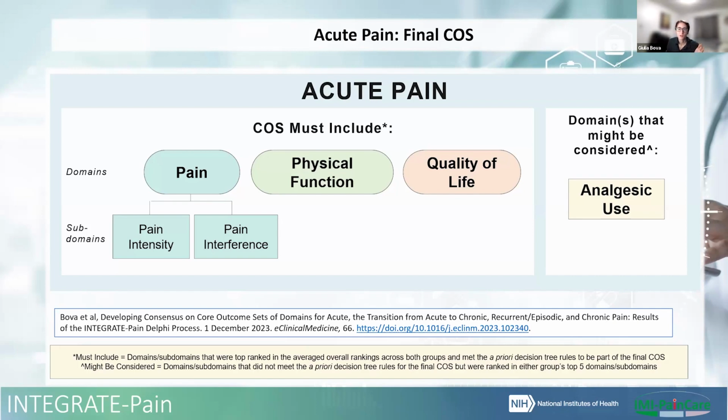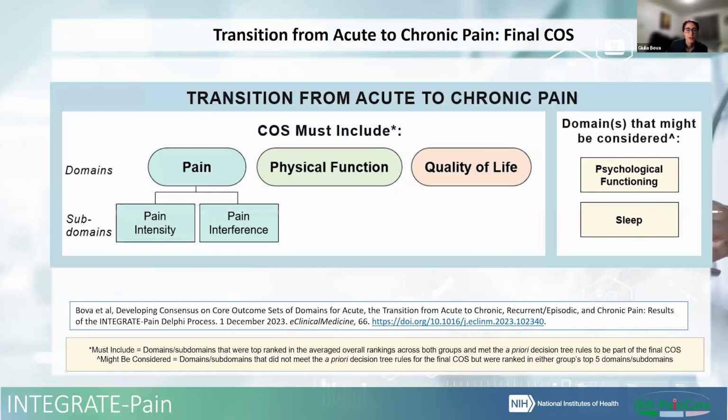And then we have a set of domains that we think should be considered. And this basically just means that in the final round of voting, it made it into one of the group's top 5, either the people with lived experience or the researchers, but not both of the group's top 5 when we averaged them. So we included it as something that researchers and clinicians could consider measuring because it is important to the participants in the study. The transition from acute to chronic pain also had pain, which encompasses pain intensity and pain interference, as well as physical function and quality of life. And then these were the domains that we think should be considered: sleep and psychological functioning.